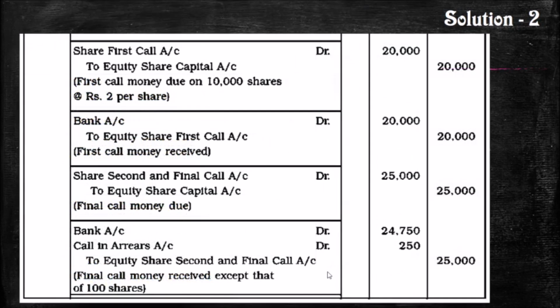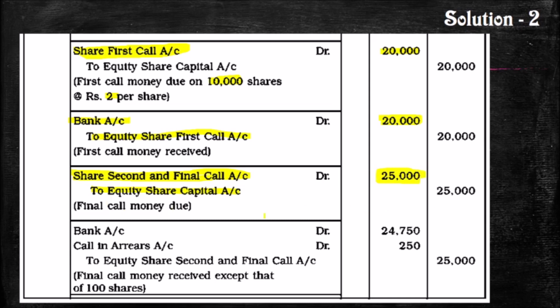And what is the next entry? The due entry for share first call. When the share first call is due, 10,000 into 2 will be collected by the company. So 20,000. When they receive the amount of share first call, bank account debtor to equity share first call 20,000. After that, we have to write the due entry, the entry for the amount we have to collect, yet to collect. So share second and final call to share capital, 25,000. 10 into 2.5.